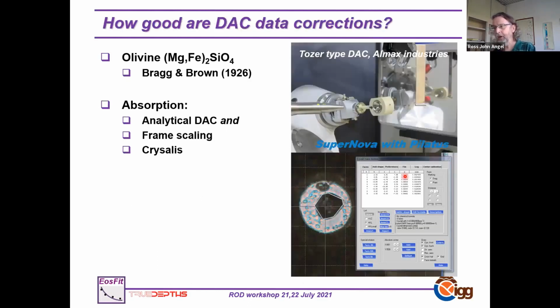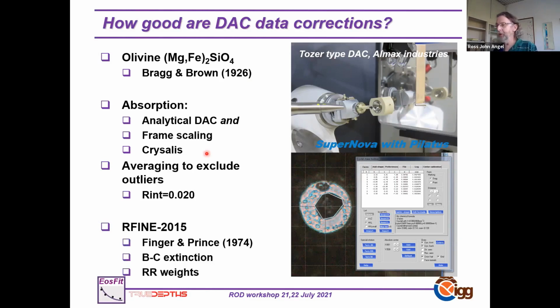So, last few slides, how good are these diamond cell corrections? So here's an example that I did with the collaboration of Almax. I'm very grateful for them loading the cell and sending me a loaded cell to put on a Supernova diffractometer a couple of years ago. What we loaded into the cell was a mineral, a silicate. We did the standard data processing in Chrysalis, nothing special. We did some averaging to exclude the outliers and the diamond problems. Rint was 2%. And we did structure refinements. I used the Rfine program.